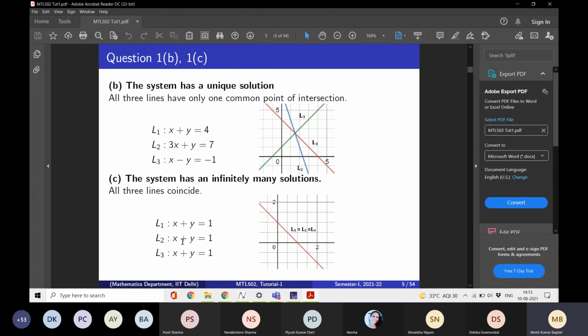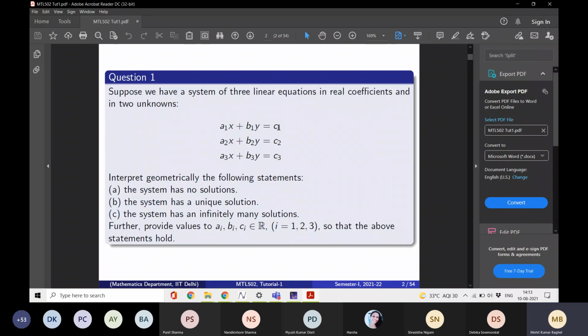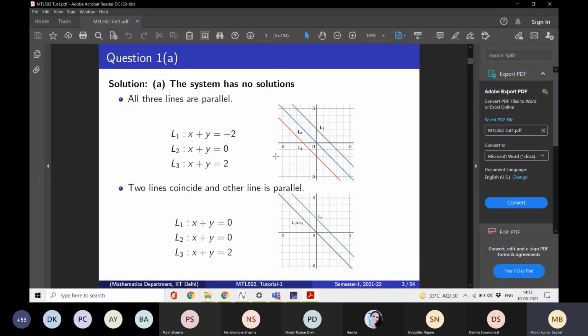So you can say here A2 equal to A1, B2 equal to B1, C2 equal to C1, also A3 equal to A1, B3 equal to B1. I mean, all the A1, A2, A3 are same, and B1, B2, B3 are same, and C1, C2, C3 are same. And then it is possible, the infinitely many case.